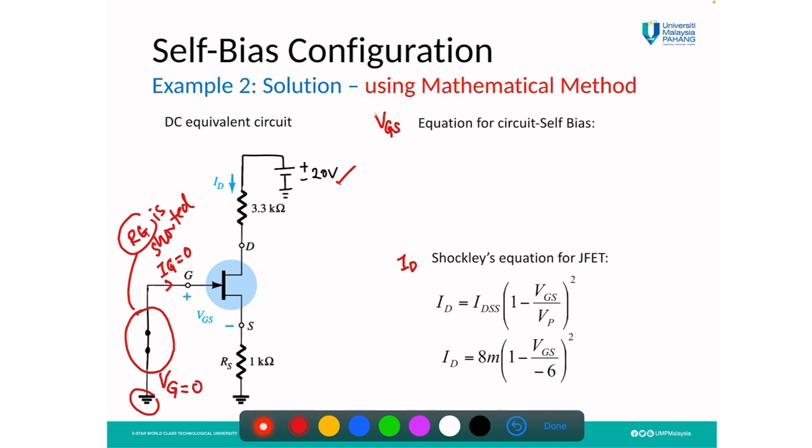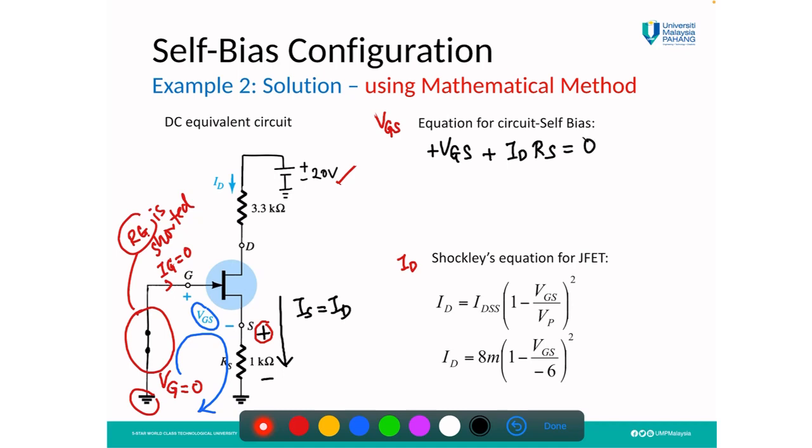Now let's find VGS. VGS is here, and I do a loop from here. The equation starts with positive VGS, then plus ID RS here. Plus because the current IS, or ID, flows from D to S, so this is positive. So the equation becomes VGS plus ID RS equals 0, and we get VGS equals negative ID RS.